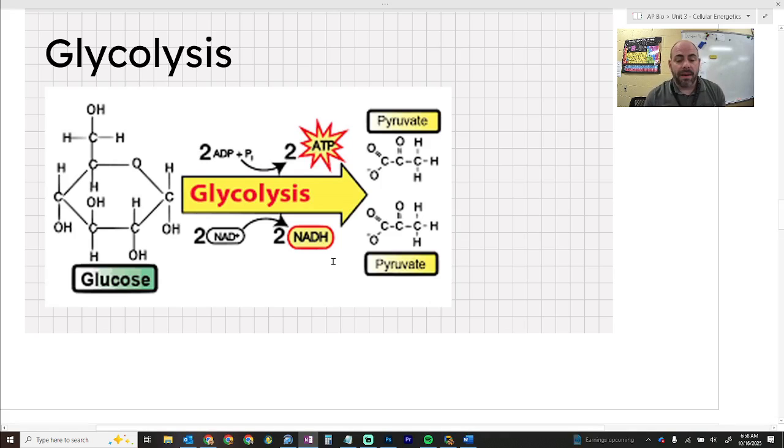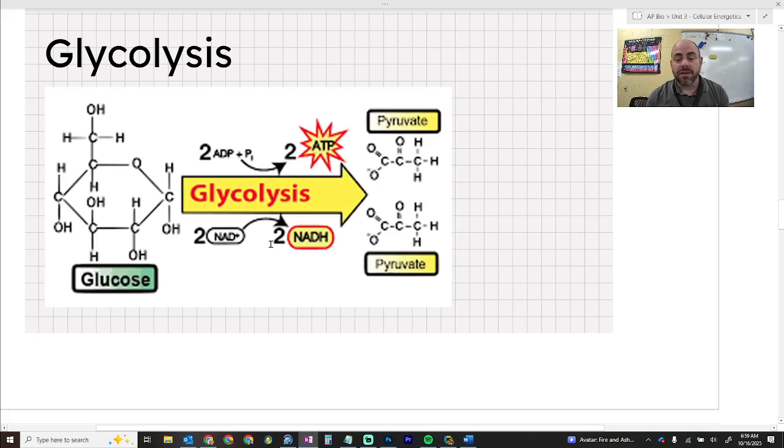Another thing that is made is NADH. NADH is an electron carrier, and don't get it confused with NADPH, which is in photosynthesis. I always tell my students that the P in NADPH stands for photosynthesis. It doesn't, but we're going to pretend that it does, because it doesn't matter what these letters stand for. We're not going to learn those. And so if there's a P there, it's in photosynthesis. If there's not, it's in cellular respiration.